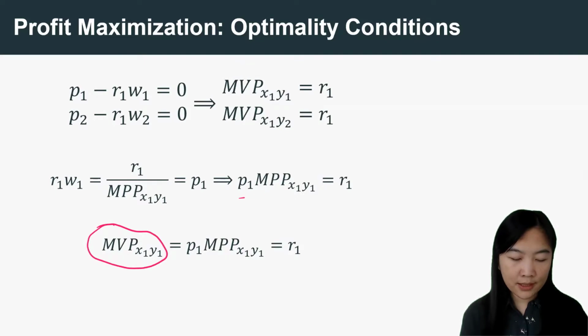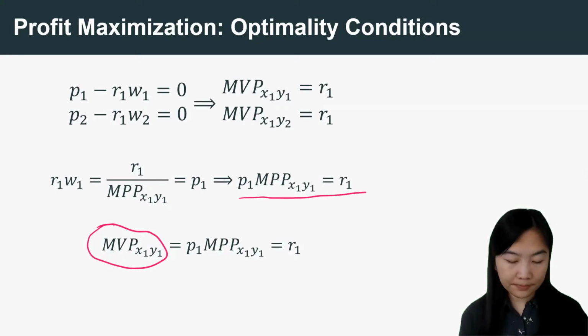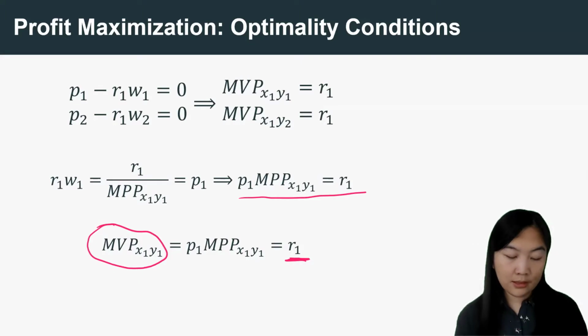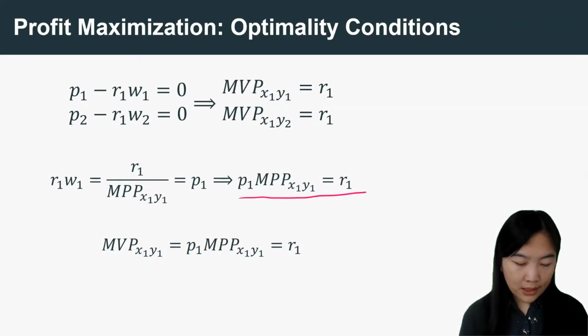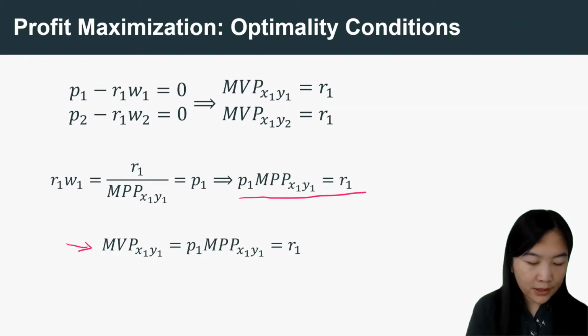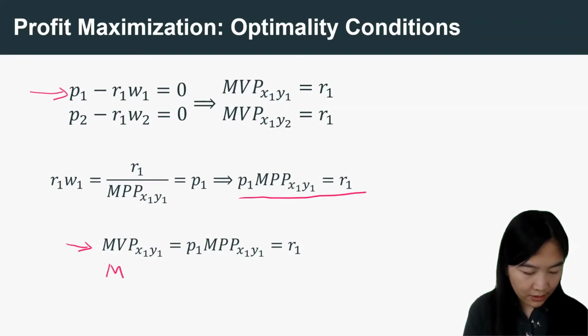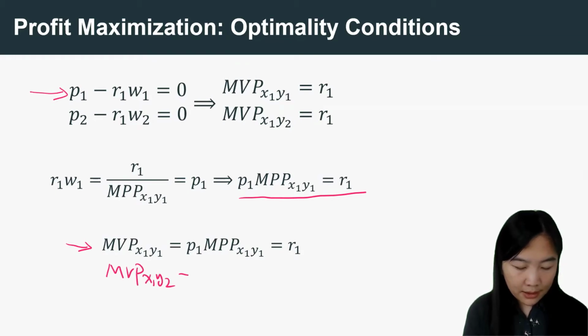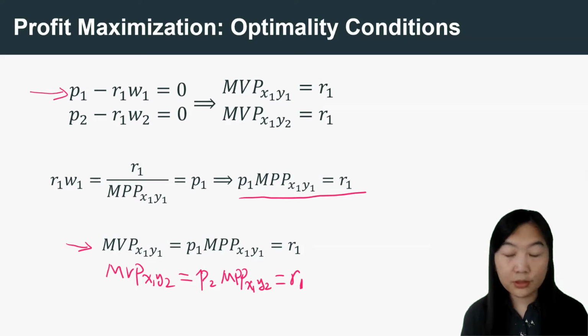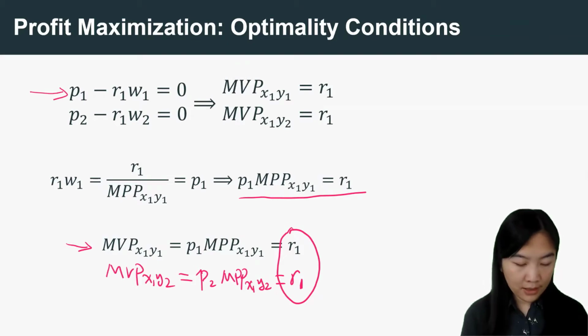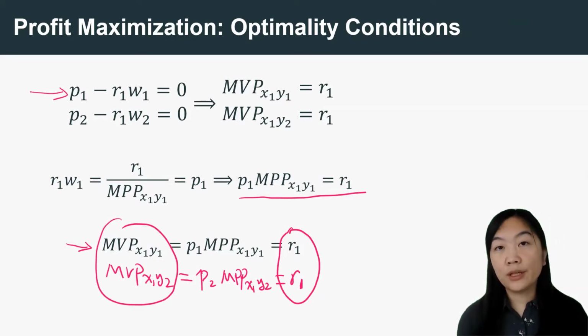And we have this condition that MVP equals R1. So this is, again, a different way of writing this optimality condition. And why am I writing it this way? This is the first optimality condition we can get. We can also get the second optimality condition, which is P2 times MPP x1 y2 equals R1, so there's only one input. Once you write it that way, on the right-hand side it's the same, right? So those two must equal each other.